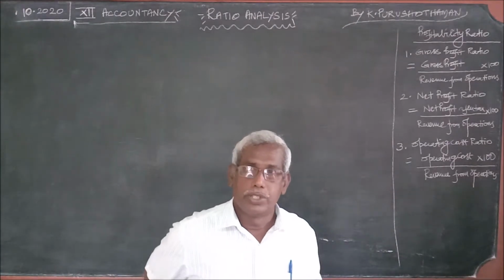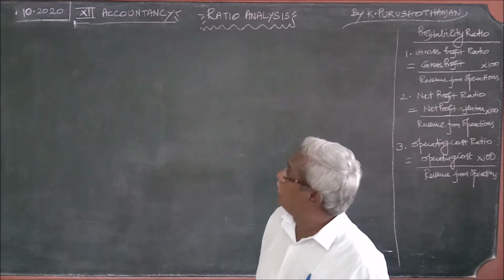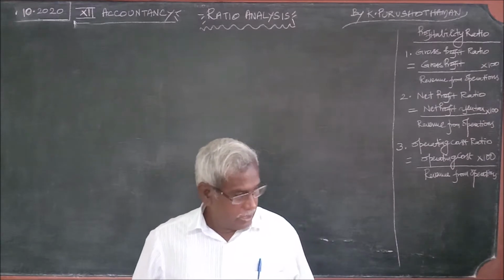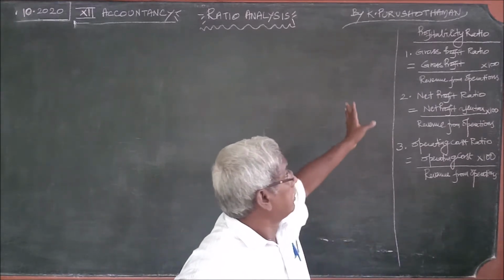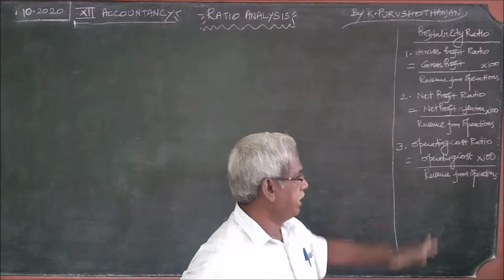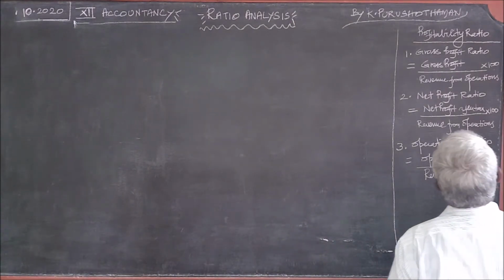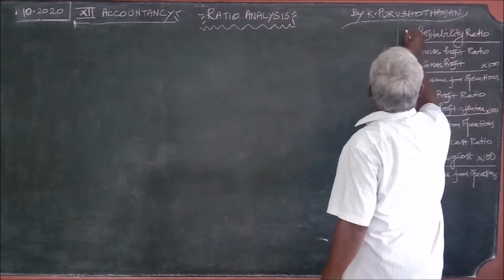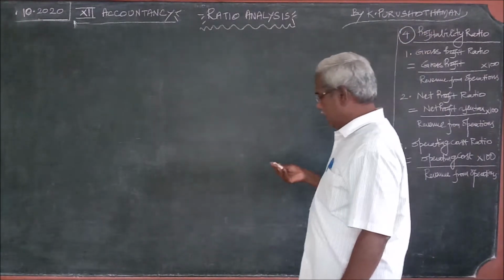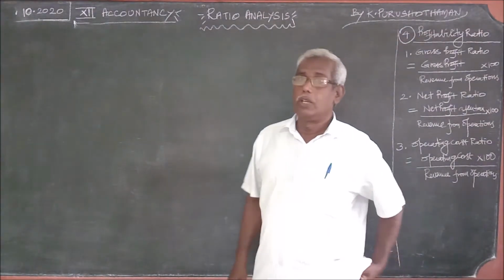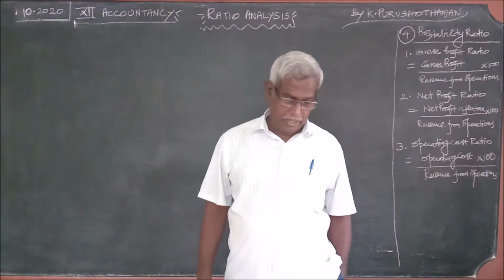Good morning, students. Under the chapter Ratio Analysis, we have seen so far three types of ratios completed. The fourth type is the profitability ratio. What are the first three types, and what are the different ratios we have seen already?